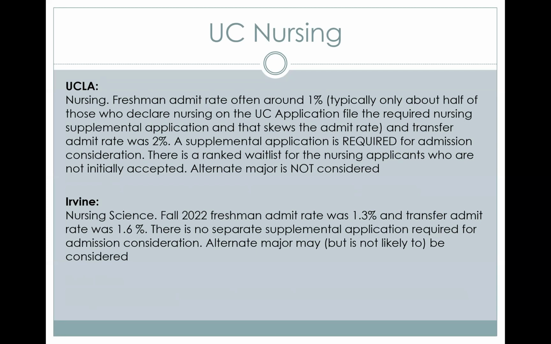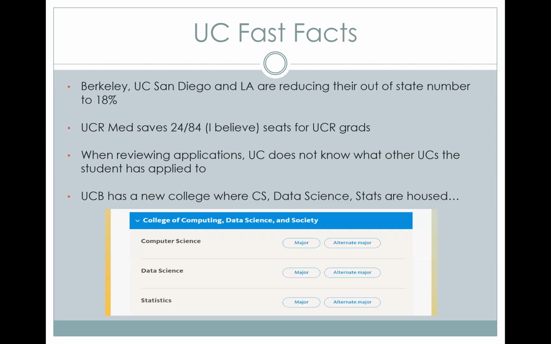Alternate major may, but it's not likely to be considered for admission. As we saw with UCLA, it's never considered, especially under LNS or under any school aside from engineering in the past. And even this year, it's probably not going to be considered for engineering. So nursing, rough. Not a lot of good news in this presentation for UC. I'm so sorry. That's the thing. People get in, they do, but it's just the statistics.